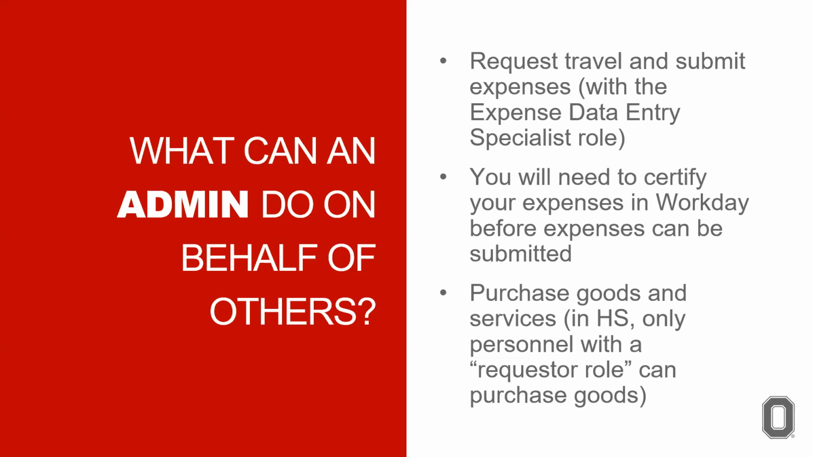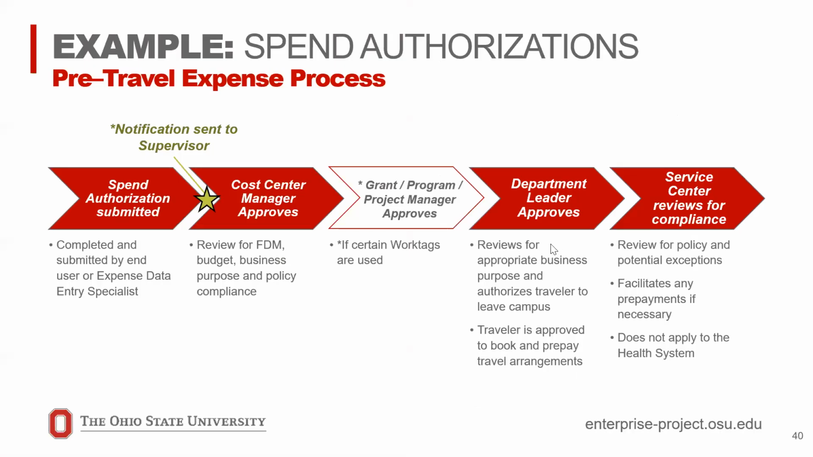Additionally, you can also purchase goods and services on behalf of others. I don't know if there's anybody on this call who really just serves the health system, but if that pertains to you, only personnel with a requester security role can purchase goods at the health system. So let's take a look at some process flows to talk about how this will work. Then I will go into the Workday tenant and show you what this looks like.